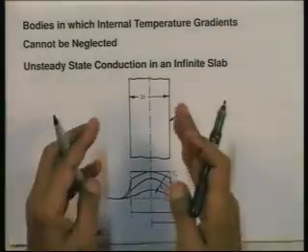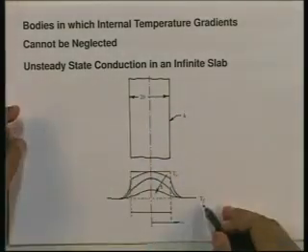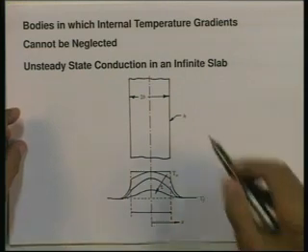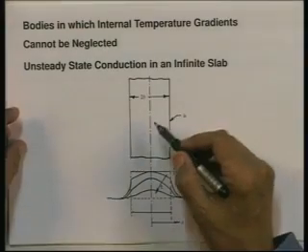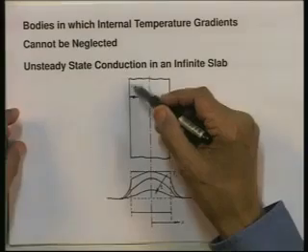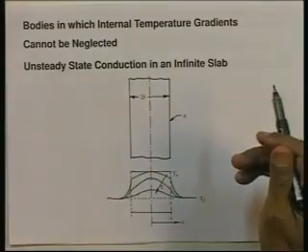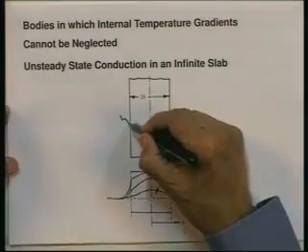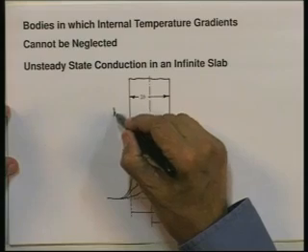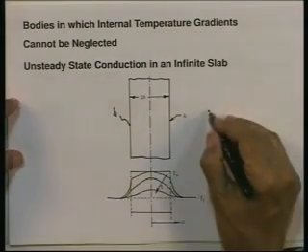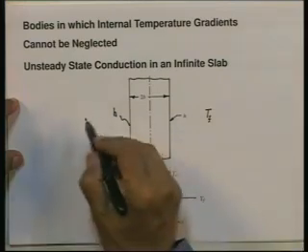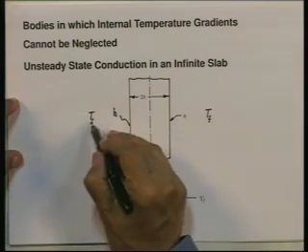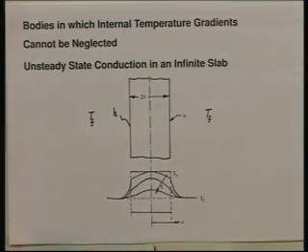This slab is suddenly put into surroundings which are at a temperature T f, and the heat transfer coefficient on both the surfaces, this face x equal to b and this face x equal to minus b, is h on this face as well as this face. h on both surfaces, T f the temperature of the fluid on both sides.